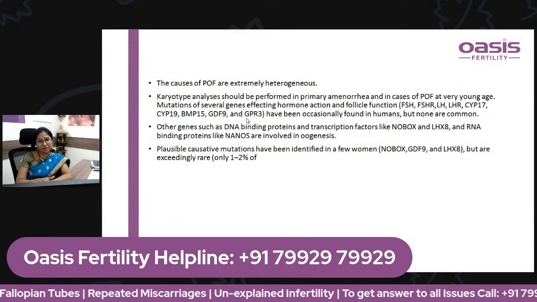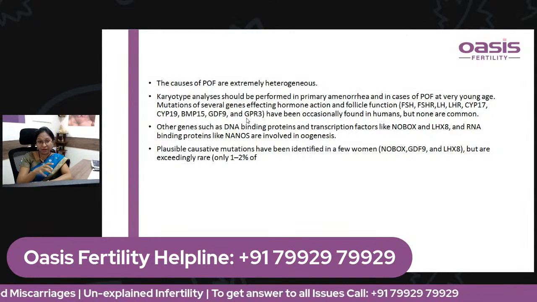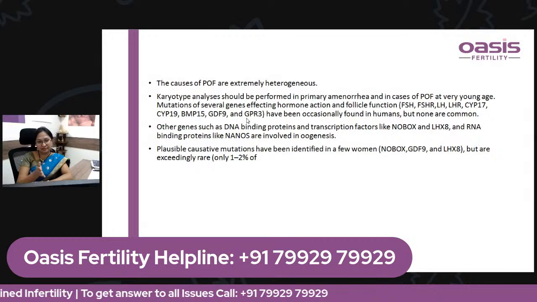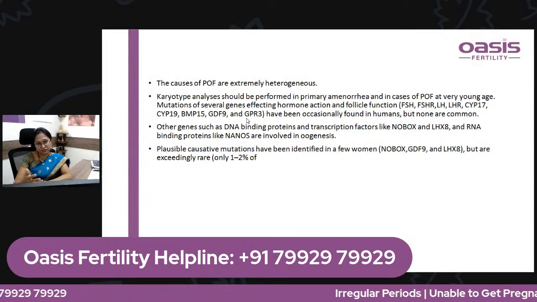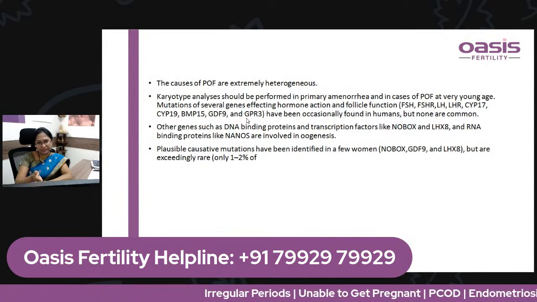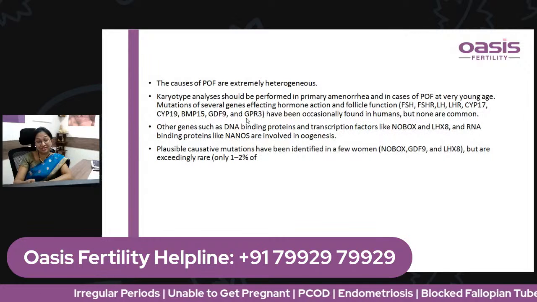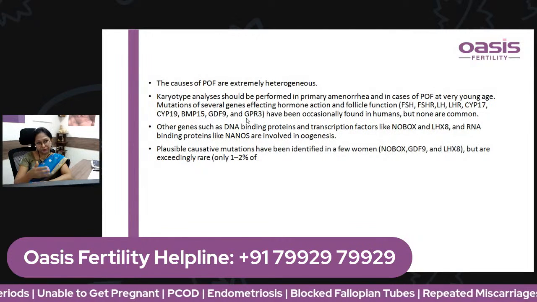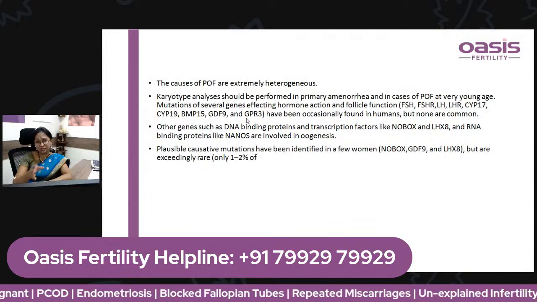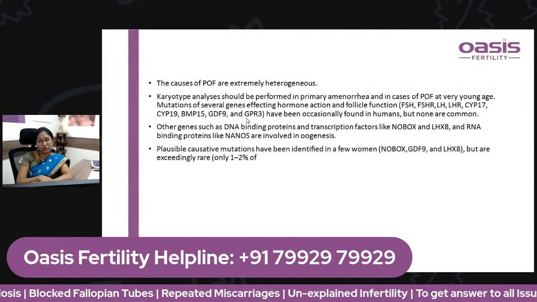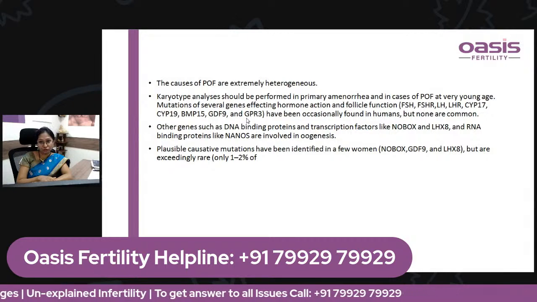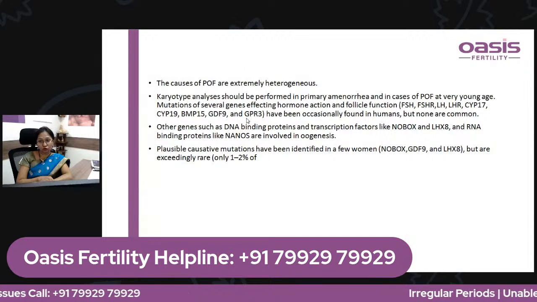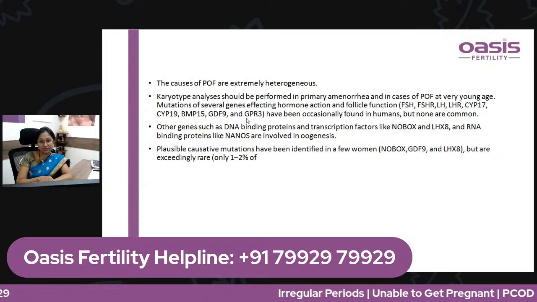How karyotyping helps in premature ovarian failure is that, with the history of the patient's family history, if these people are identified at an early age, we can help them to preserve their oocytes at least, without any further delay. That is how karyotyping helps in these patients. Karyotype analysis should be performed in primary amenorrhea and in cases of premature ovarian failure at a very young age. Mutations of several genes affecting hormone action and follicle function have been occasionally found in humans, but none are common.